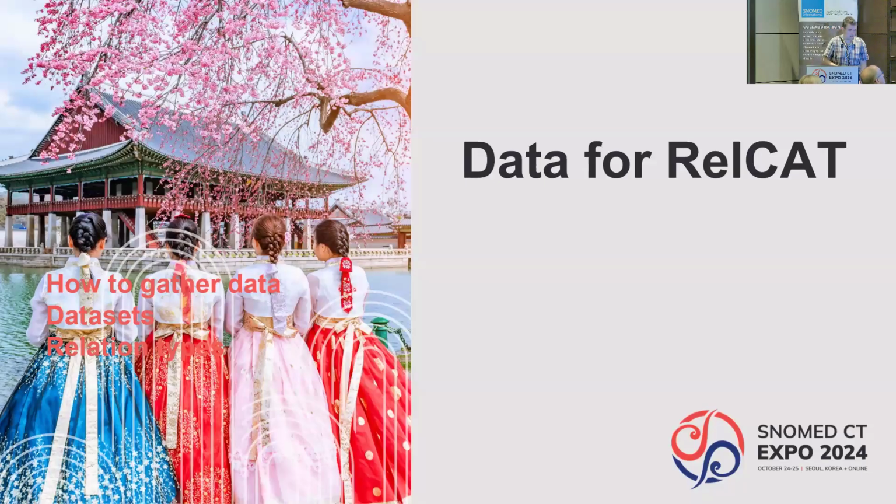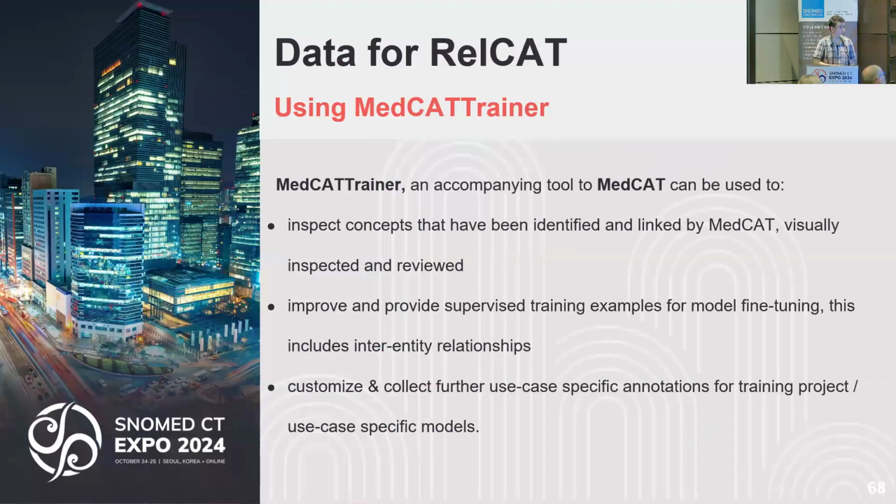All right, data. Of course, we had to get the data to prove our implementation actually works. As I mentioned before, we use MedCAT Trainer because this is our custom built tool. It has already proven very useful for the annotation of entities in general for most of our projects. It allows the annotators to inspect the concepts that have been identified or linked by MedCAT visually, and also review them. Now, with the added functionality, you can also use it to annotate relations between two entities.